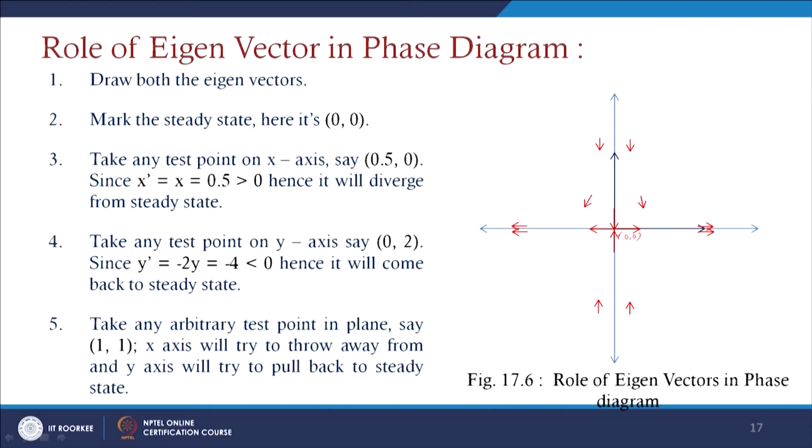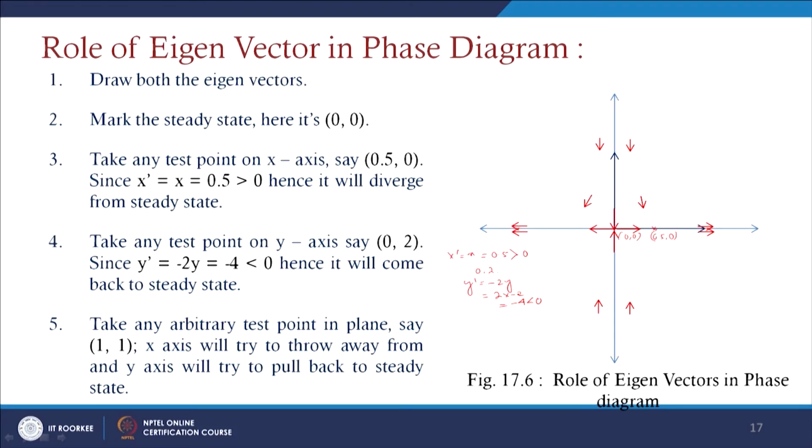And if you consider any test point on the x axis, suppose I consider the point 0.50, at this point x dash equals x, so that is nothing but 0.5. So the slope is positive here, so it gives an unstable steady state, which will diverge. And if you take any test point on the y axis, suppose 0 2, your equation is y dash equals minus 2y, and 2 into minus 2 gives you minus 4, which is less than 0, hence the slope is negative. So it will come back to the steady state.